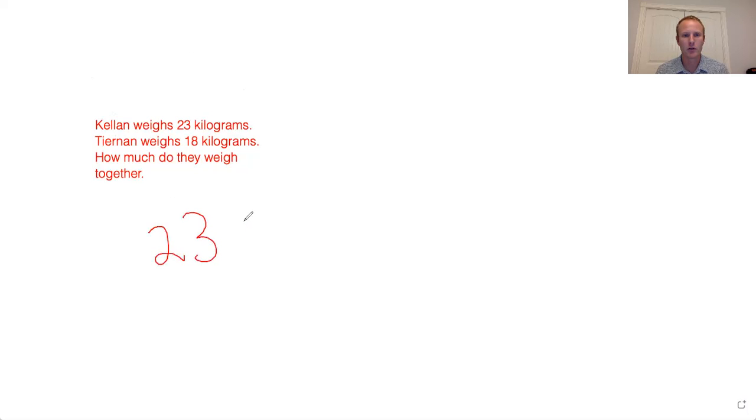23 kilograms, and then 18 kilograms. It's always important to make sure that you're adding things that are the same measure. We wouldn't want to add 18 kilograms to 23 grams because we wouldn't be comparing the same thing. We'd have to change one of those to make sure that we're measuring either in grams or in kilograms, so we can't mix them.